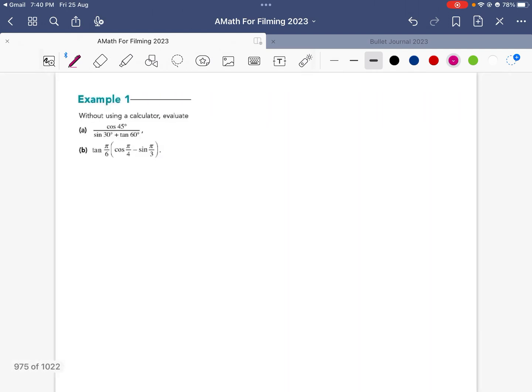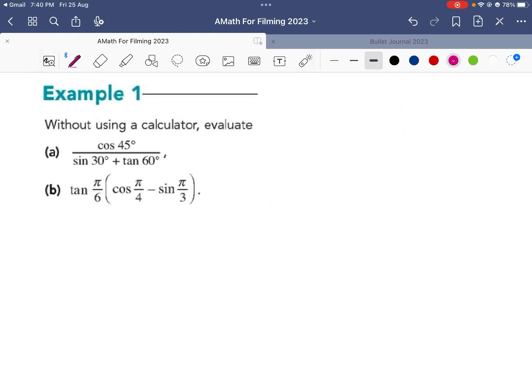Now, example 1. Without using a calculator, evaluate this. Based on what we have, if you had already memorized all of these values, then cosine of 45 degrees, immediately you can tell me that is square root 2 over 2. Sine of 30 degrees, you can tell me that it's half. And tangent of 60 degrees will give me the value of square root 3.